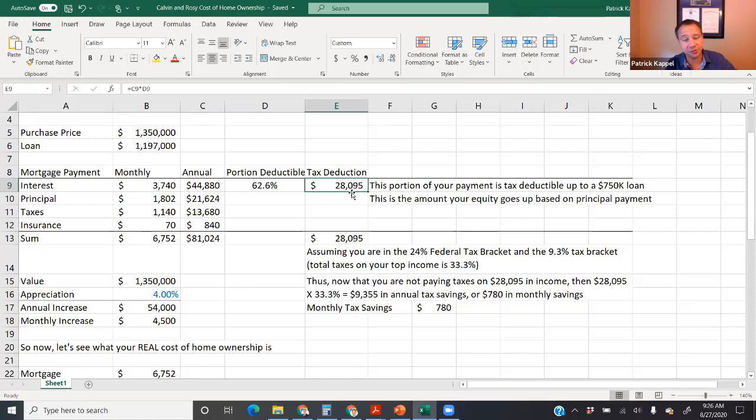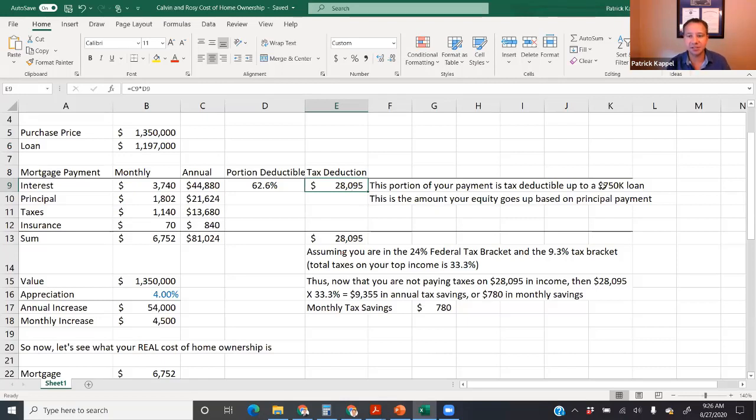If you don't know the difference between those two, Google it, research it, talk to a CPA: standard deduction versus itemization. Now, any client who's buying in the $1 million range, chances are they are itemizing their taxes because they are probably doing a lot of different tax write-offs, a lot of deductions each year.